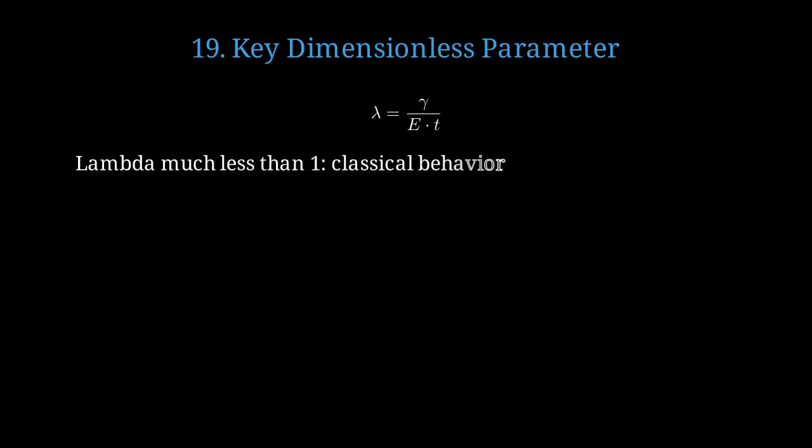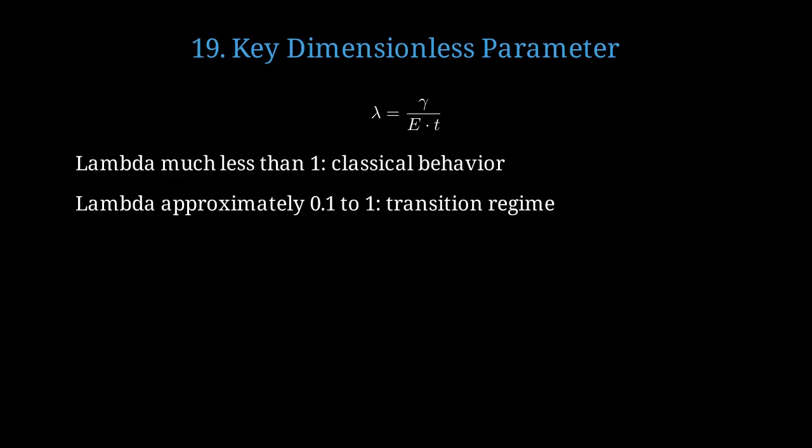There's one key dimensionless parameter that determines when nanoscale effects dominate. This parameter lambda equals surface stress gamma divided by Young's modulus times thickness. When lambda is much less than 1, we see classical bulk-dominated behavior. When lambda is between 0.1 and 1, we're in a transition regime where both effects matter. When lambda exceeds 1, surface effects completely dominate the mechanical response. This graph illustrates how total stress changes with the dimensionless surface stress parameter lambda.